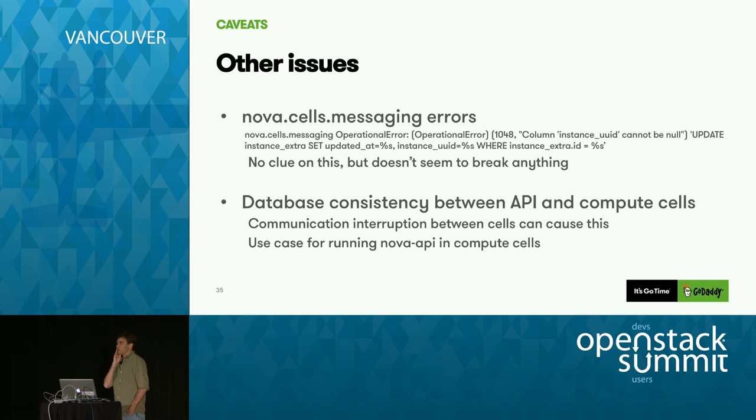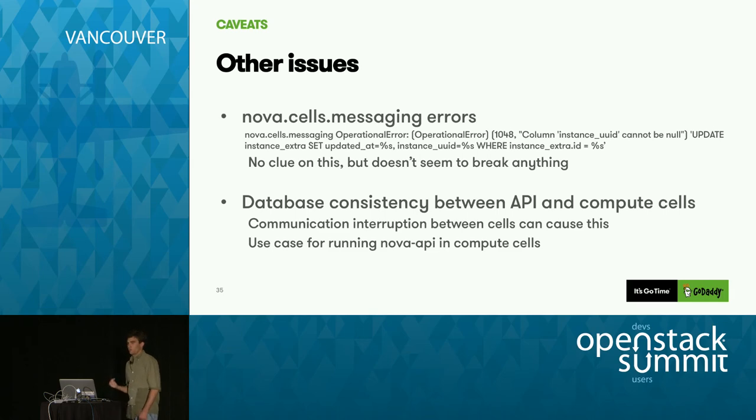A couple other random things that I would call out. We get these Nova cells messaging errors where the UID is null in the SQL statement. I've never been able to figure out exactly what this is or where it's coming from. I spent a bunch of time one day trying to track it down and was never able to solve it, but it also doesn't really seem to cause any problems other than we get errors in Logstash occasionally. So I don't really know what that is, but if you see it, you're not the only one.